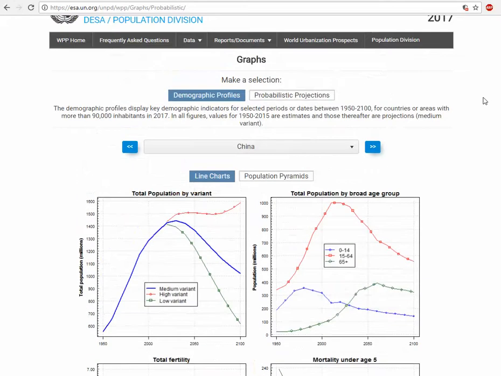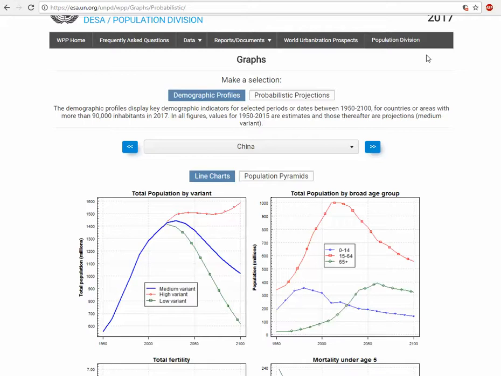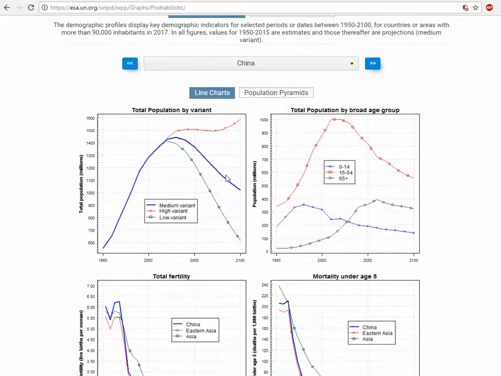Hi, this is a quick tutorial on making use of the United Nations World Population Prospects. Pretty cool website. It helps you get an idea of the demographics and where they're heading. I'm looking at the country China. I'm looking at the line charts, and there's a few different graphs that are shown.